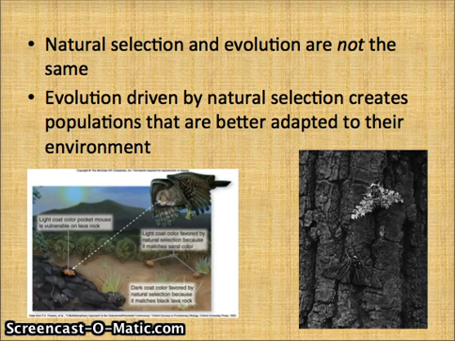Microevolution occurs. You have two populations, one that are tan, where they live in the sand, one that are black, that live on the rocks.